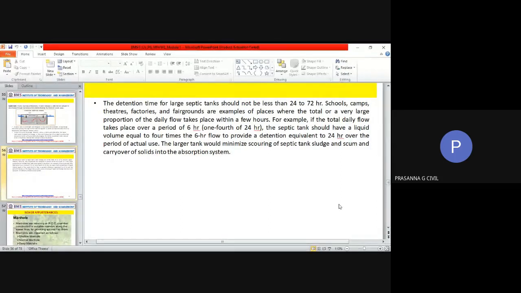So you can see the detention time. If your septic tank is large, like I told you, you can have more hours. But 24 hours will be the general consideration. 48, 56, 72, all that depends on the size of your tank. If you have more, then you can definitely use it for a longer time. So this is generally what is the septic tank.